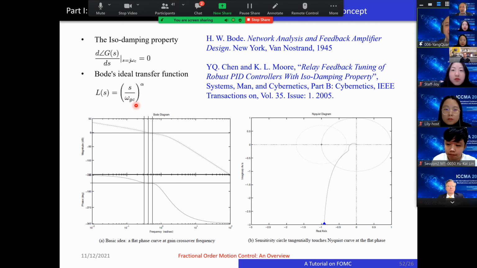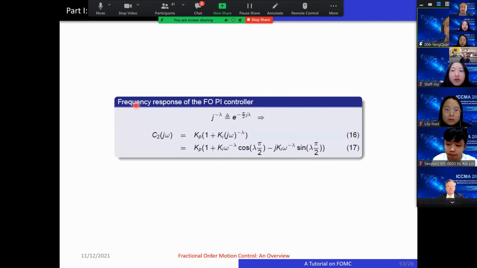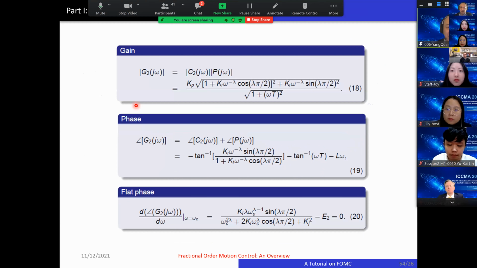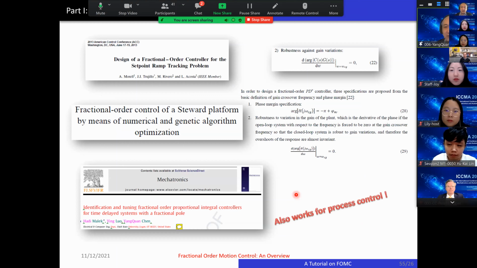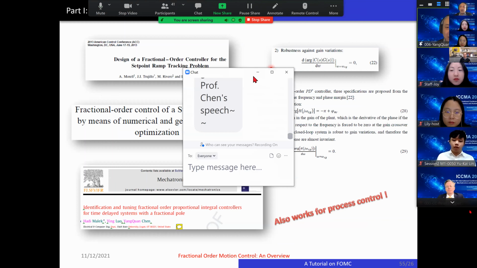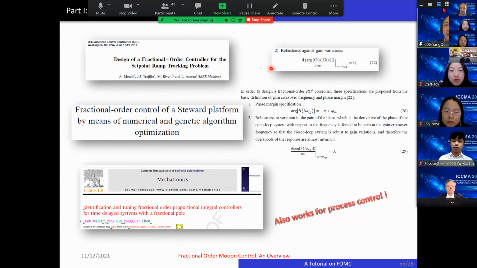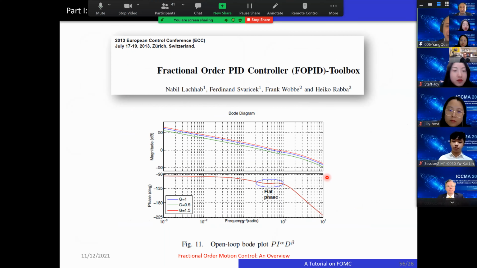So then by doing this derivation, you will be able to derive gain, phase, and flat phase. You can get the 3 equations. You will be able to solve it. So all this can be done automatically. All right. So I speed up. Anyway, people are building a toolbox to automate this flat phase design idea.